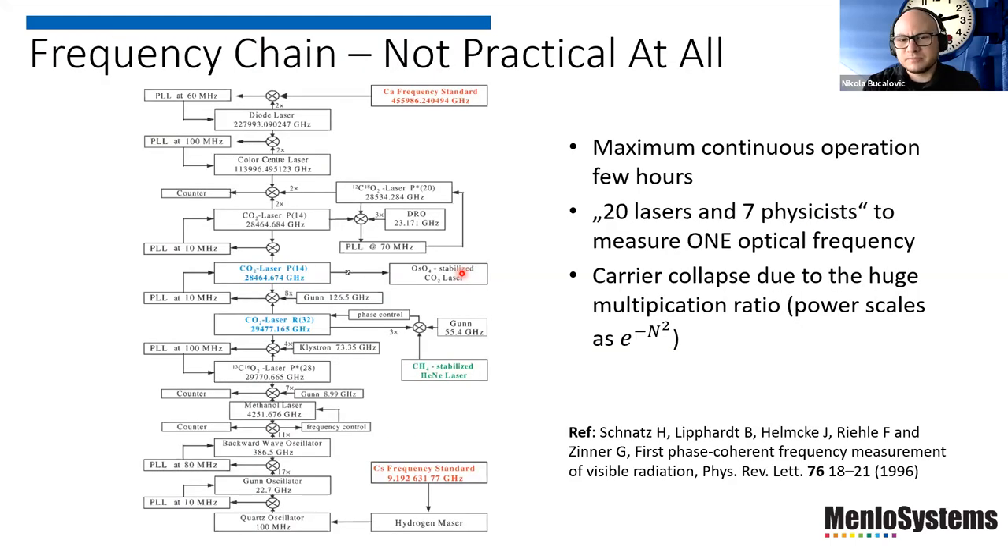The brute force approach to the solution of the problem is the multiplication of the frequency of the cesium standard, but this is really not practical. This kind of thing, the frequency chain, is made to only measure one optical frequency, and it takes two rooms in a large building.